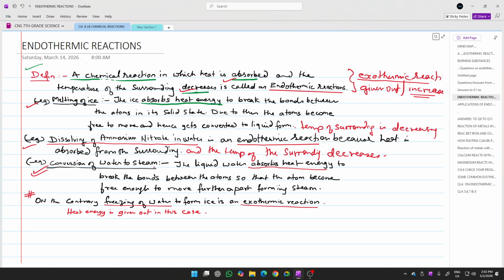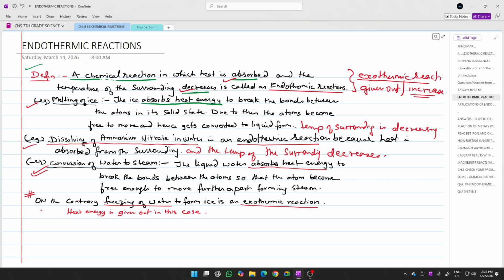No new product is formed. So it will be wrong to call this an endothermic reaction. You can better call this an endothermic process. It's just a process, right? But not a reaction. Okay, fine.